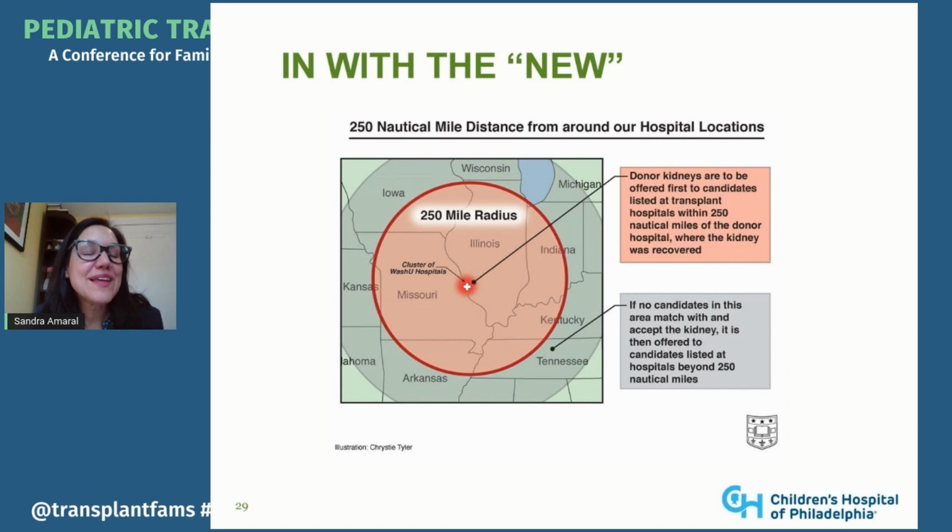And now it's essentially the same system as KAS, but instead of the organ distribution being by donor service area, it's now by 250-mile radius. So donor kidneys are offered first to candidates at transplant hospitals within 250 nautical miles of the donor hospital where the kidney was recovered. And then if there's no candidate within that circle, then it goes to the next outward circle.